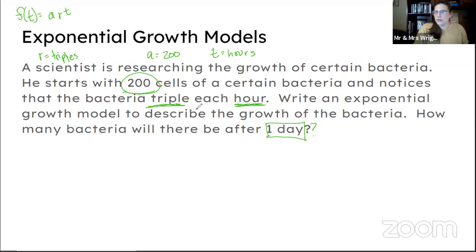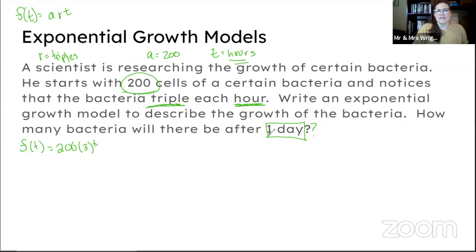We have to start with writing an equation. I know that f(t) is going to equal A, which I know is 200 cells, times r. What is my rate? Well, if it triples, then I multiply by 3 to the power of t, which is in hours. So I have my equation here.